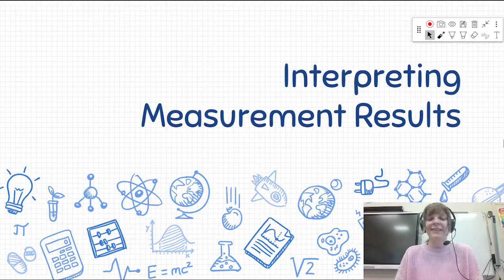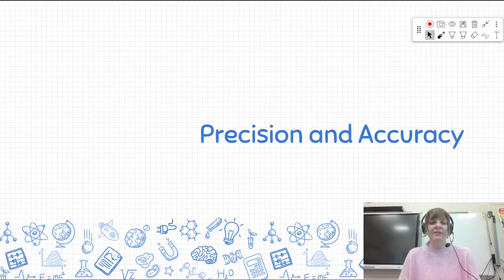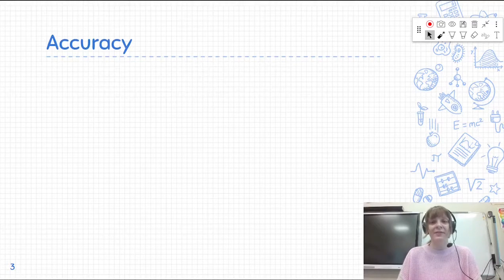Hello, everyone. This is the first lesson when we are talking about interpreting measurement results in physics. So, the first thing that I want to talk about is precision and accuracy. What do these words mean? How do they apply? How are they different? And why are they important? Let's talk about accuracy first.